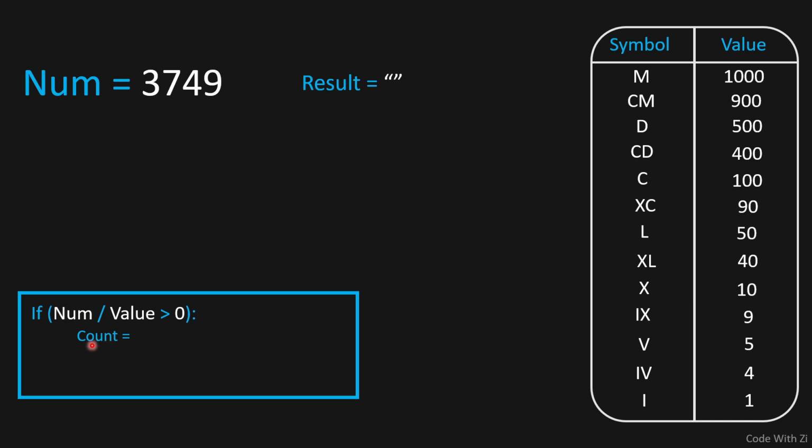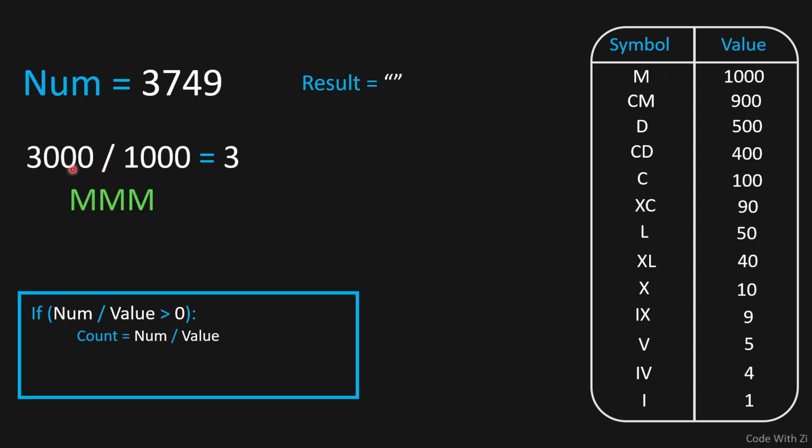The first thing that we do is define a variable called count, and this count is gonna be equal to number divided by value, literally the value that we have here. So for example, if our number was 3000 and our value was 1000, meaning we were here, we're gonna get 3 and count is gonna be 3. And you might say, why do we even need this count variable? Well, you see in this scenario, our count variable is 3, and it's basically saying that we have 3 1000s inside of 3000. Meaning, since 1000 is represented by m, if we wanted to represent 3000, we would just have to have 3 m's.